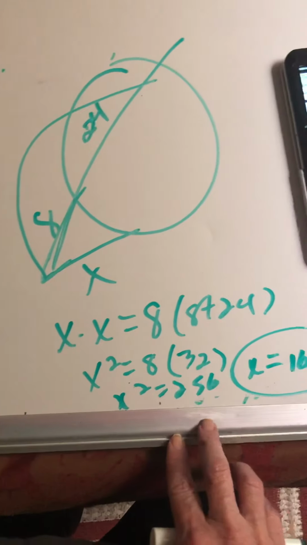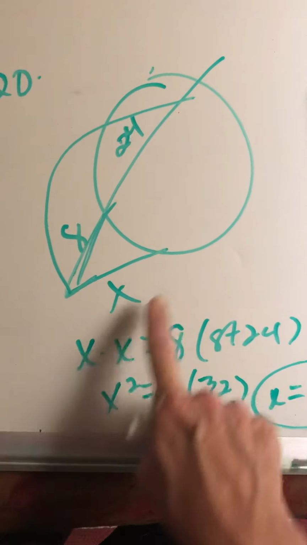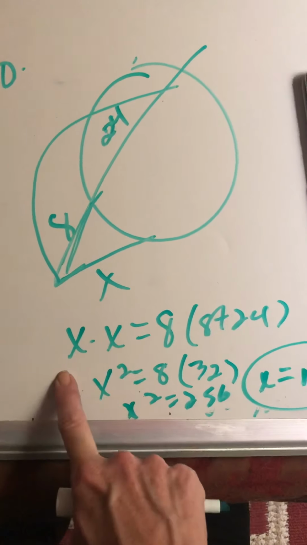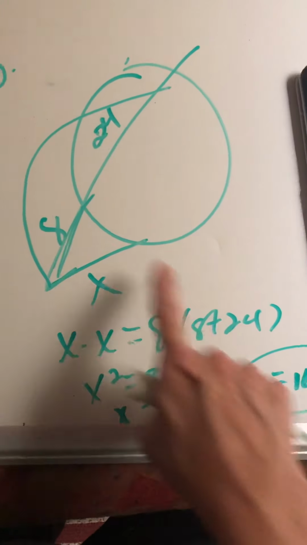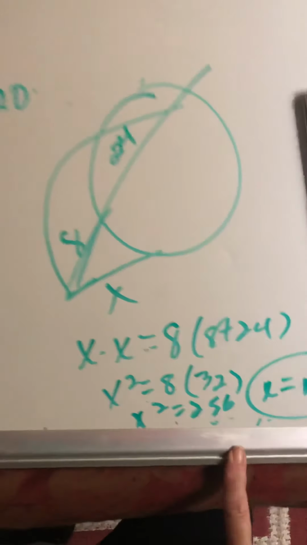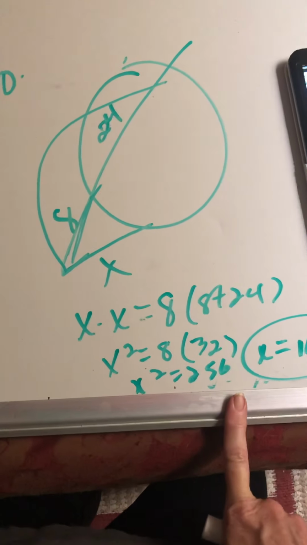But that's easy. The test will look just like this. Square that tangent. That's a tangent. Square it, or just put x times x. Then this outside part times the whole thing, outside plus inside part, is the way you do one like 20. And that is your review.